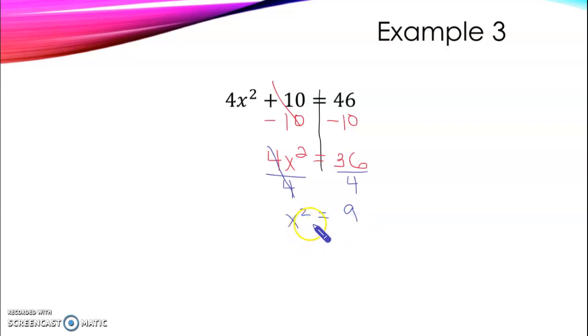And then we want to think of what two numbers, when I square them, is equal to 9. Or we can think about taking the square root of both sides. And x is going to be equal to either positive or negative 3.